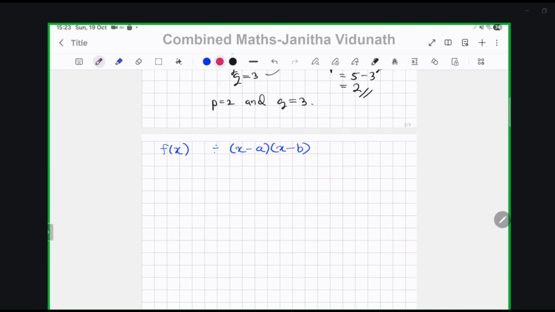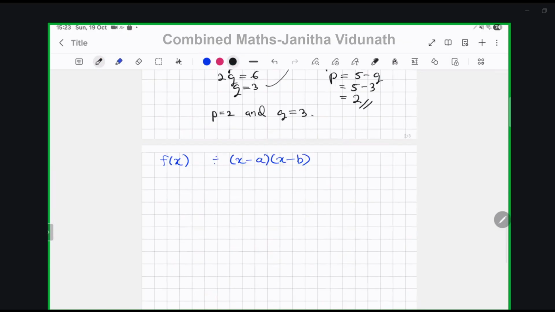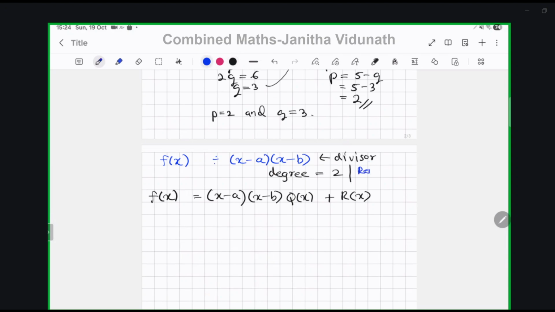According to the division algorithm, we can write this as f(x), our dividend, is equal to (x minus a) times (x minus b) times our quotient plus our remainder. Here, this is our divisor. The degree of the divisor is 2, that means the highest degree for the remainder should be 1.